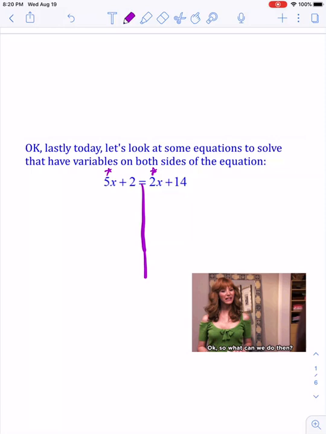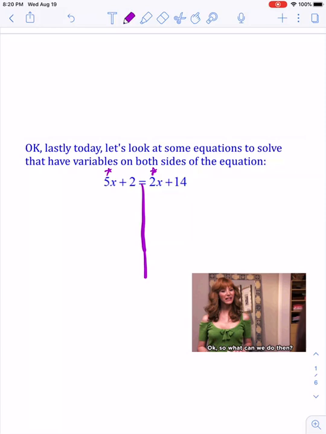So what I want to do is try to get all my x's on the same side, or all my variables on the same side of the equation. Since 5x is positive, I can either subtract 5x to the other side, or since 2x is positive, I can subtract that to the left-hand side. When trying to decide which one to move, it really doesn't matter. You'll get the same answer in the end.